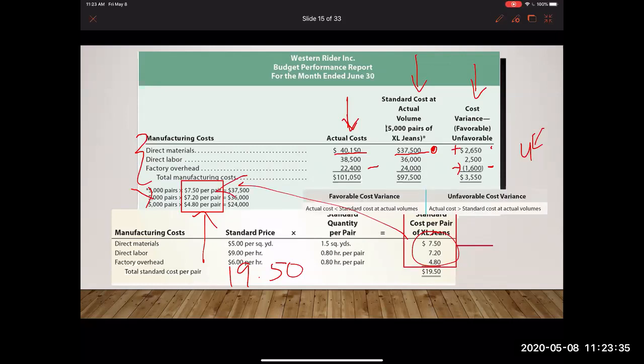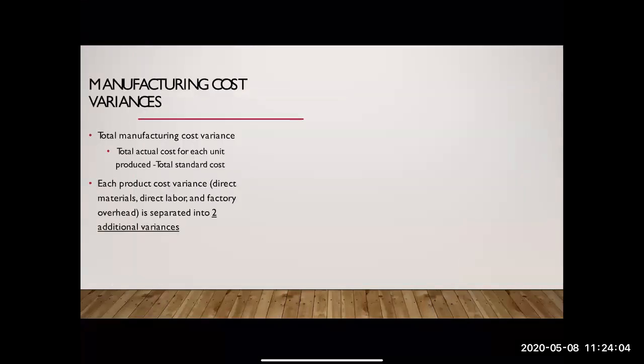All right, so overall, in looking here, I know I have a lot of marks here, but what I want to make sure we understand is that when we're looking at our total manufacturing costs, we have a total unfavorable variance of $3,550, right? So we have unfavorable here, and then we have a favorable here. But overall, it would be considered an unfavorable variance, okay? All right, so let's talk about manufacturing cost variances.